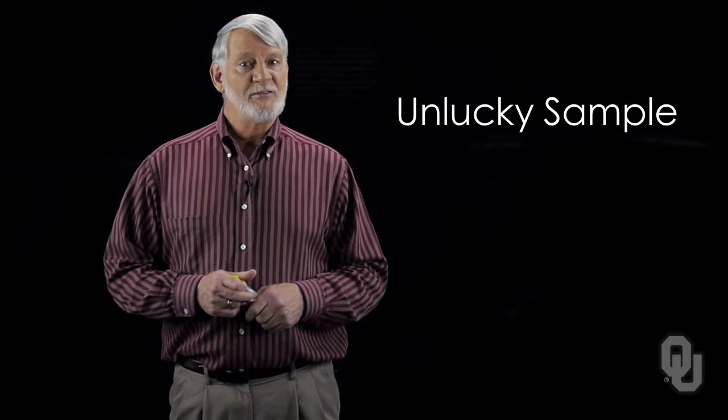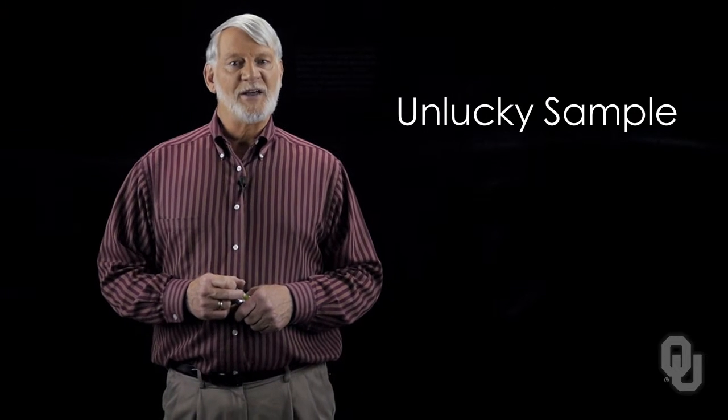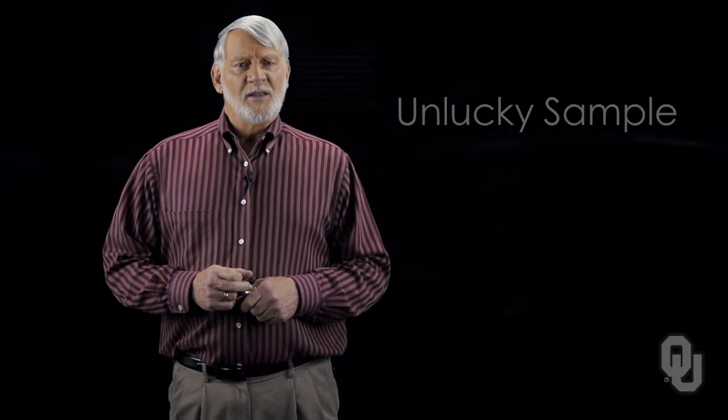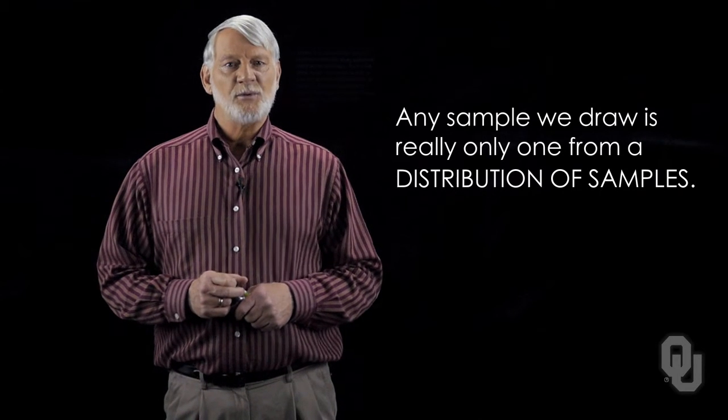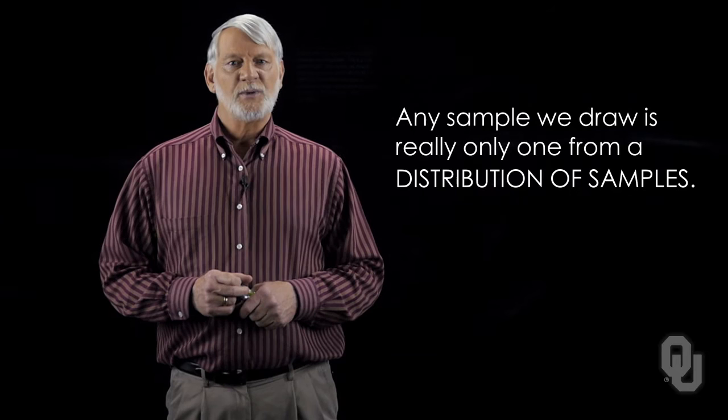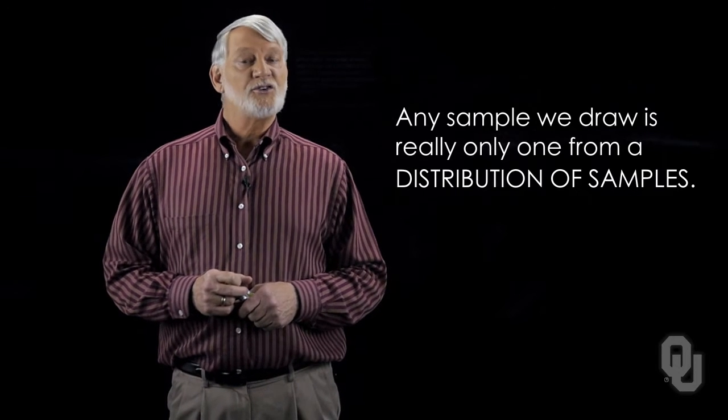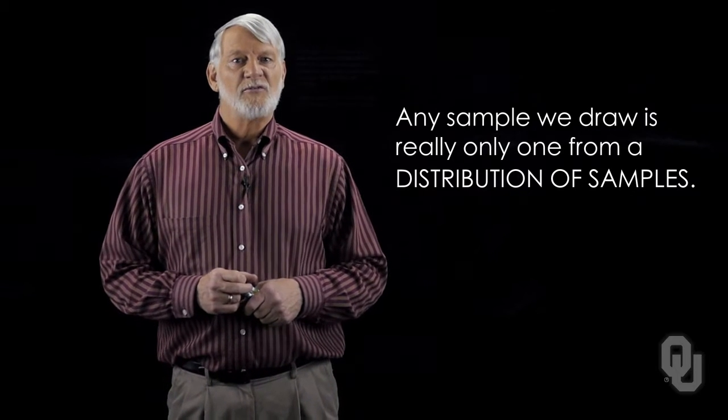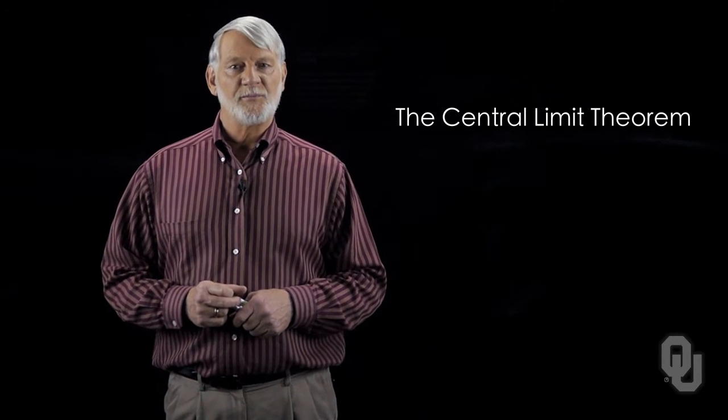If there is variation in the items to be sampled, there will be variation in the samples. One could draw an unlucky sample and make very wrong-headed conclusions about the population. This is a true insight. Any sample we draw is really only one of a distribution of samples. From this comes what is probably the single most important theorem in statistics, the central limit theorem.